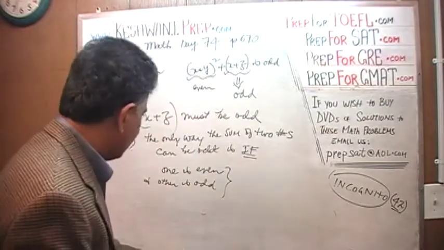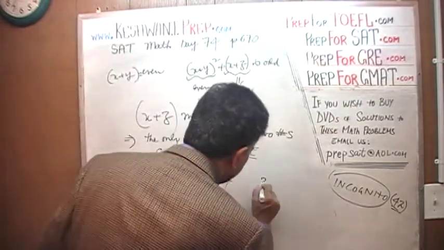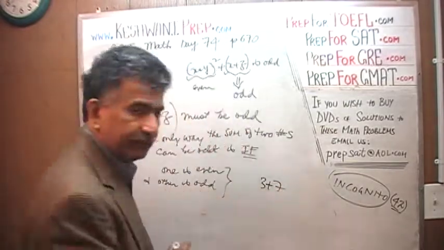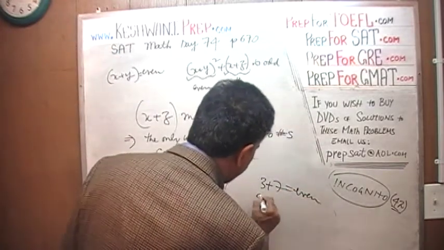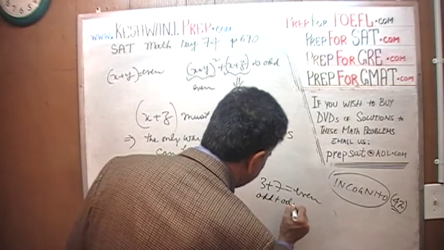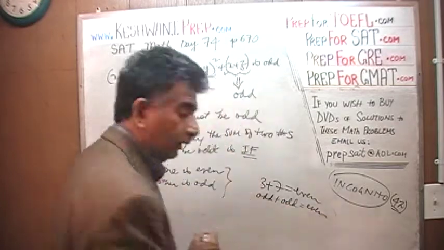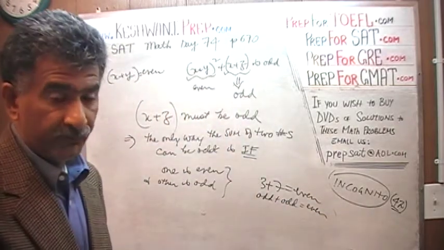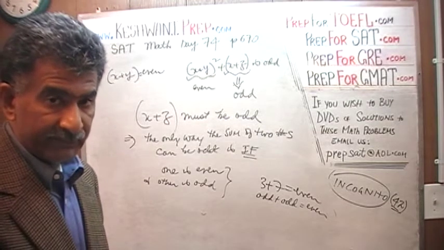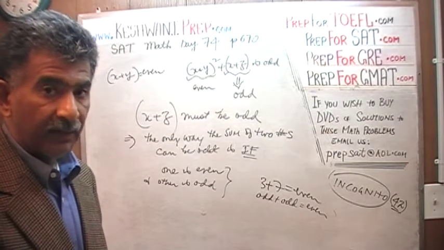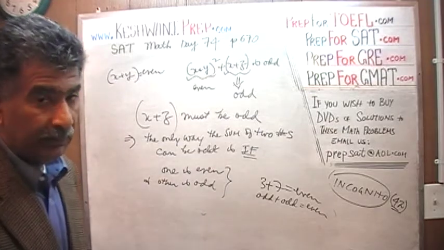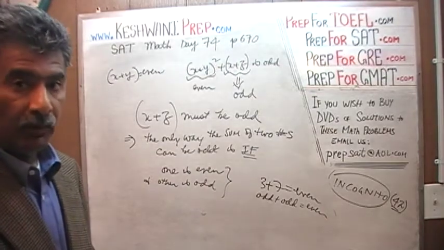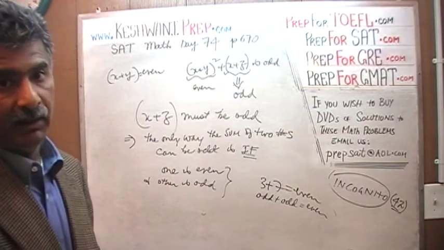we know that odd plus odd, 7 plus 3 is even. Odd plus odd is even. And so is even plus even. 2 plus 4 is 6. Even plus even is even, and odd plus odd is even. Which means they cannot be both even, they cannot be both odd. One of them has to be even, the other one has to be odd.